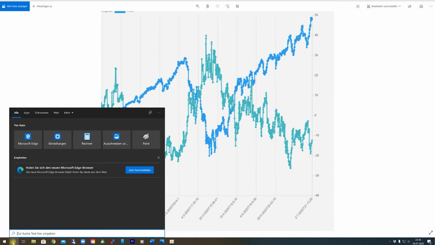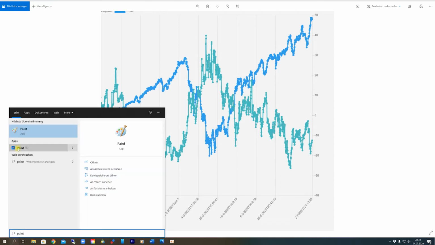To do that, I will go into Paint. By the way, this program is so underrated, it's ridiculous. Every time I want to explain something in detail, Paint is the best program to do this. But I go a little bit off topic here, so let's get into the explanation.